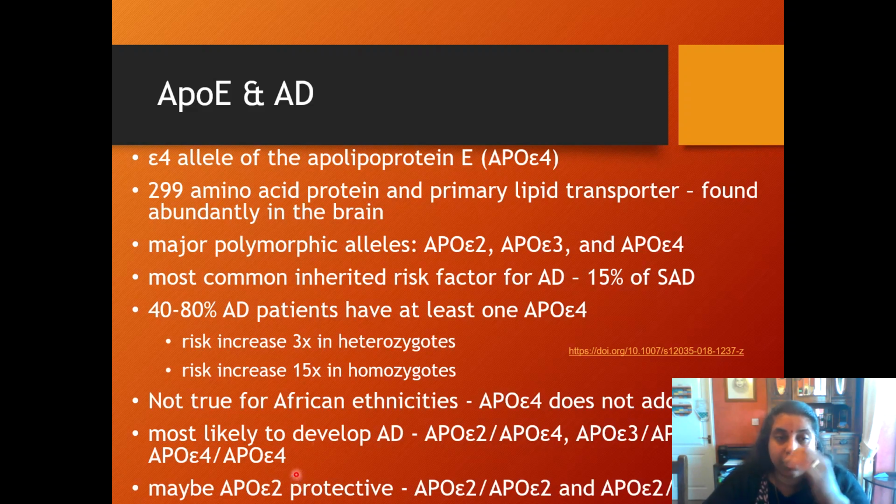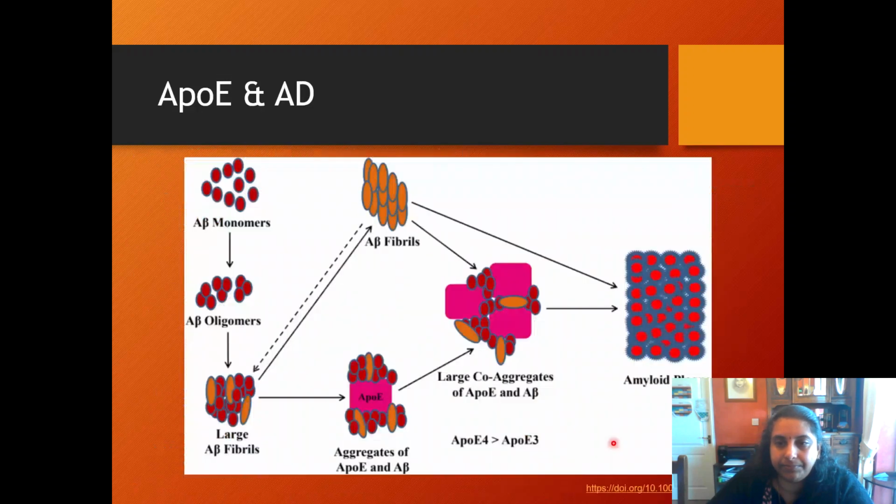Interestingly, there's another APOE allele that is thought to be protective, and this is the APOE2. And so people with APOE2, and E2 and E3 actually are less likely to develop Alzheimer's. So it's a very interesting risk factor. What does APOE do? Well, it's thought that APOE might actually help the aggregation of A beta to form the amyloid plaques, and that the APOE4 might be slightly more likely to make the aggregates than APOE3 or APOE2.